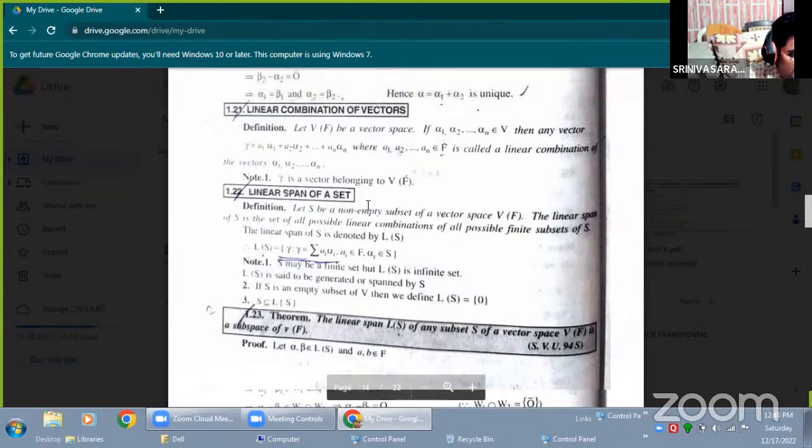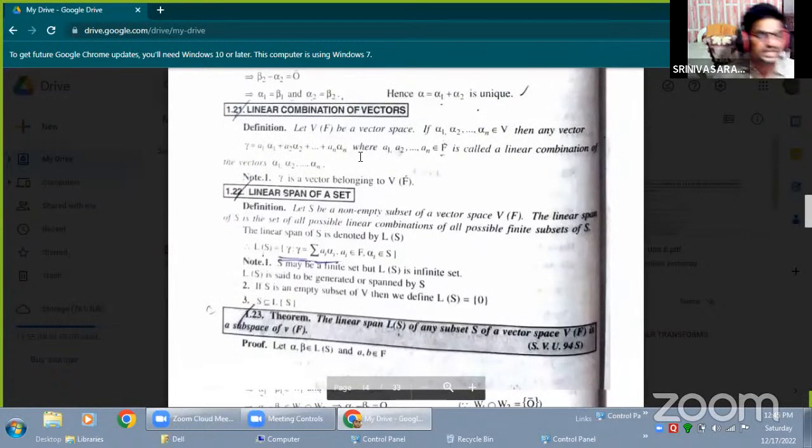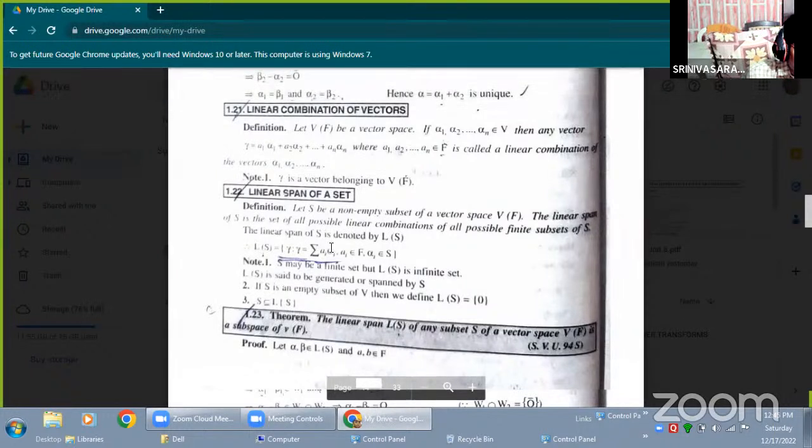Here gamma is a vector belonging to the vector space over the field. A linear combination means any vector equal to the sum of all the scalar multiplications, that is the summation of ai alpha i. Now, the set of all linear combinations of a non-empty subset of a vector space is called the linear span. It is simply the set of all possible linear combinations of all possible finite subsets of S.